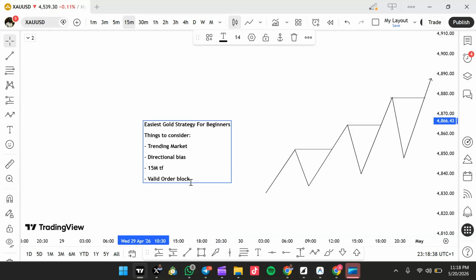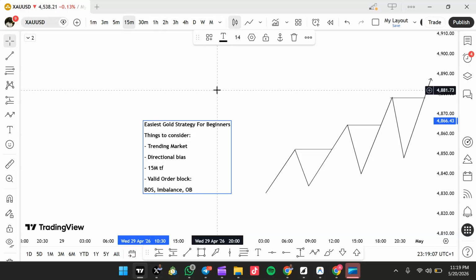How do you identify a valid order block? For an order block to be valid, there has to be a break of structure, an imbalance, and then the order block itself. That's the order block, a break of structure, an imbalance, and the order block itself.